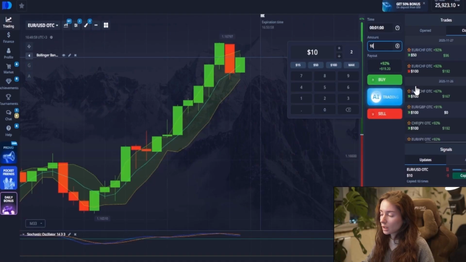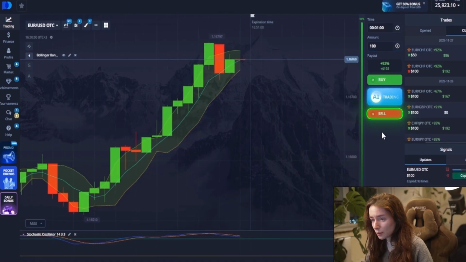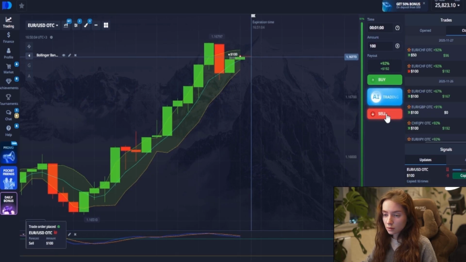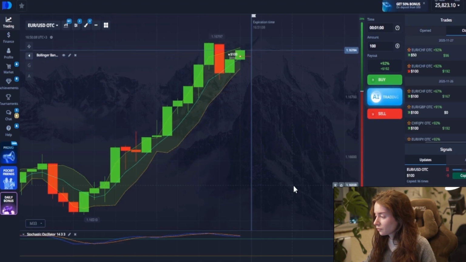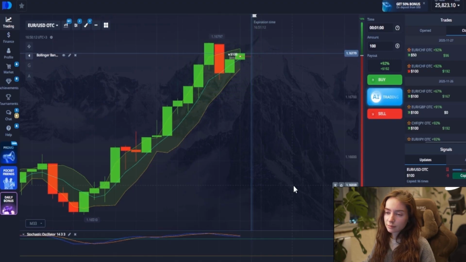Now we'll try to open a sell order. So we set it up, open it, and wait for the result.